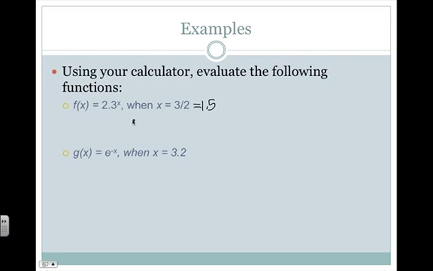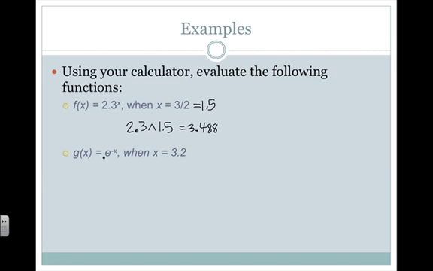So in order to put this into your calculator, you're going to want to type in 2.3 and use your caret button to raise it to x. And then we're going to put in 1.5. So that's how it should look on your calculator. You could also put this as 3 divided by 2, but make sure you put parentheses around it if you type it in that way. Regardless, you should get the answer 3.488. Make sure that you got that. If you didn't, try it again or ask questions tomorrow in class.